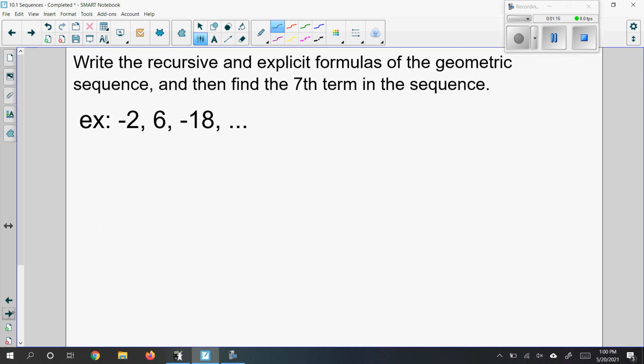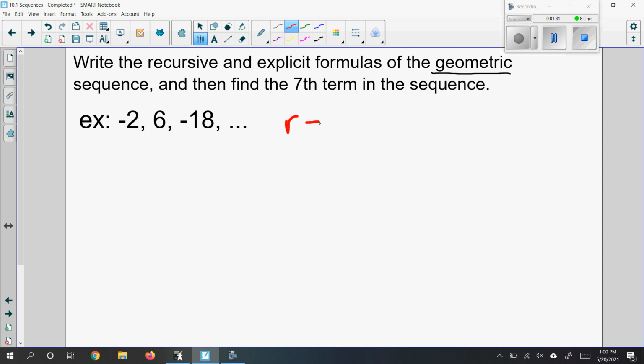All right, let's look at an example. So we'll write the recursive and explicit formulas, and then we'll find the seventh term in the sequence. Now, this question tells us that it's geometric. So first we need to find r.